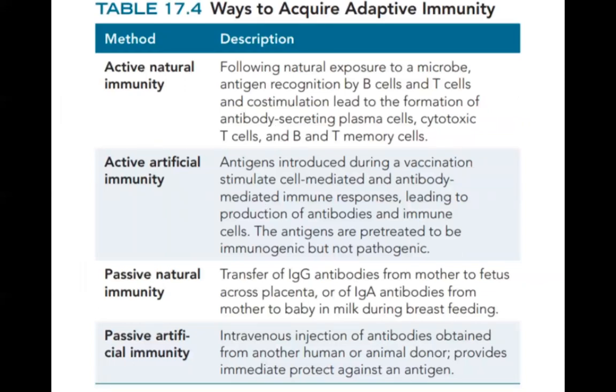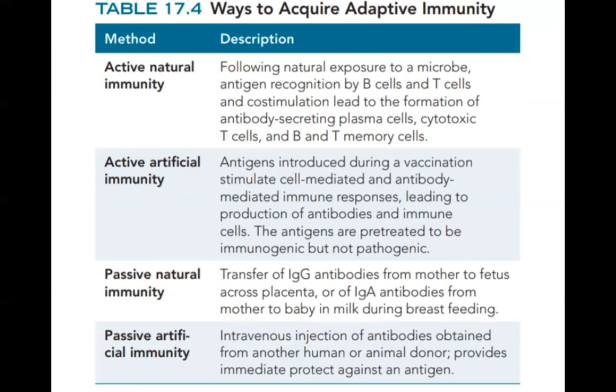here on the next page in the table, 17.4, I think is what it is. Not that the number matters. I do actually want you to know this table though. So put a star on it, put a highlight on it, whatever you need to do. I do want you to know this for the exam next week. We have what we call active natural, active artificial, passive natural, passive artificial.